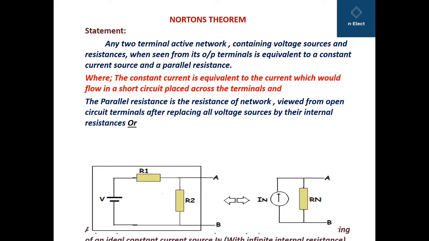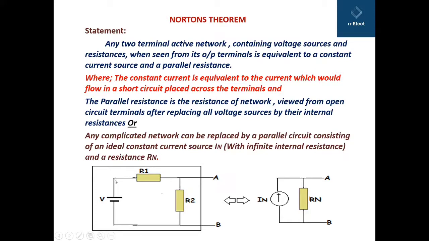So we will see it through proof, but before that, we will see an alternate statement for the Norton's theorem. An alternate statement for the Norton's theorem can be: any complicated network can be replaced by a parallel circuit like this, consisting of an ideal constant current source IN with infinite internal resistance and a resistance Rn.